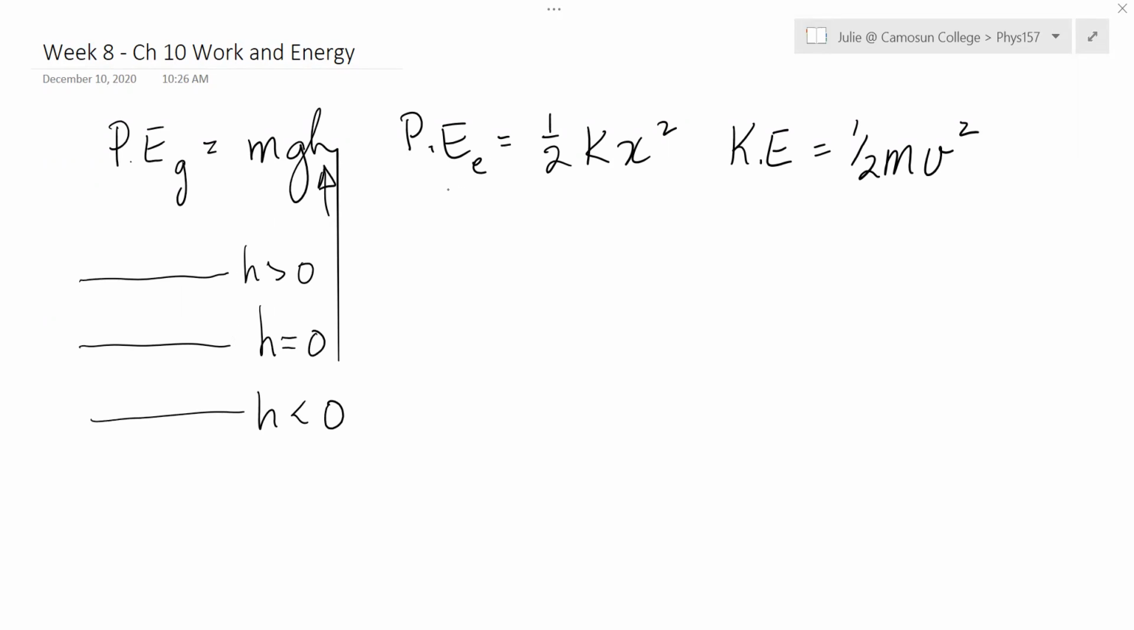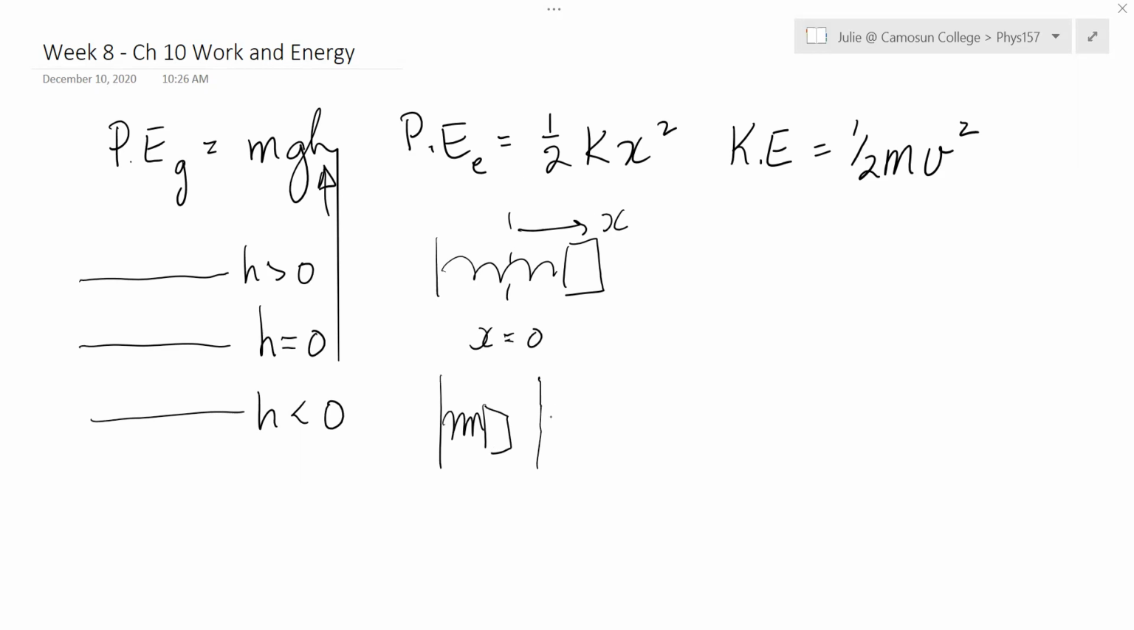For a spring, this elastic potential energy, it doesn't matter whether you stretch the spring away from equilibrium. So if this is x equals 0 and you stretch it, that's positive elastic potential energy that's been stored up in that spring, or you can squish it. So if 0 is here, and even if x is negative, it doesn't matter because you've got x squared, so elastic potential energy is always positive. Kinetic energy, this is speed squared, so this is always positive as well.